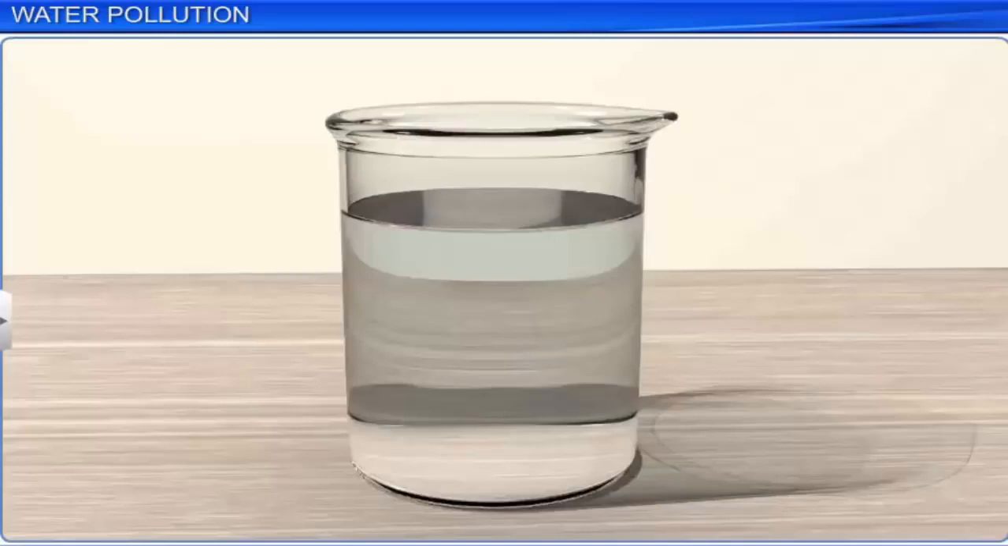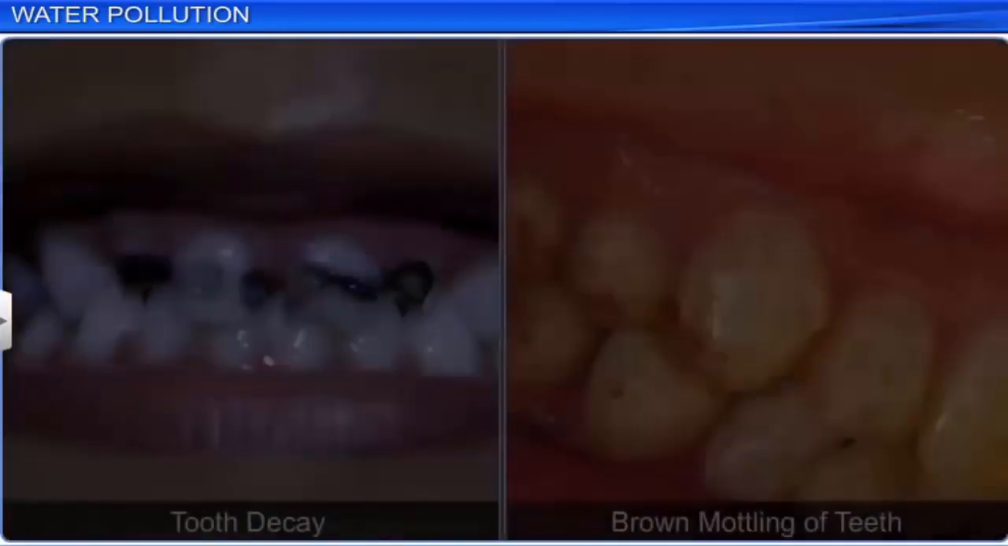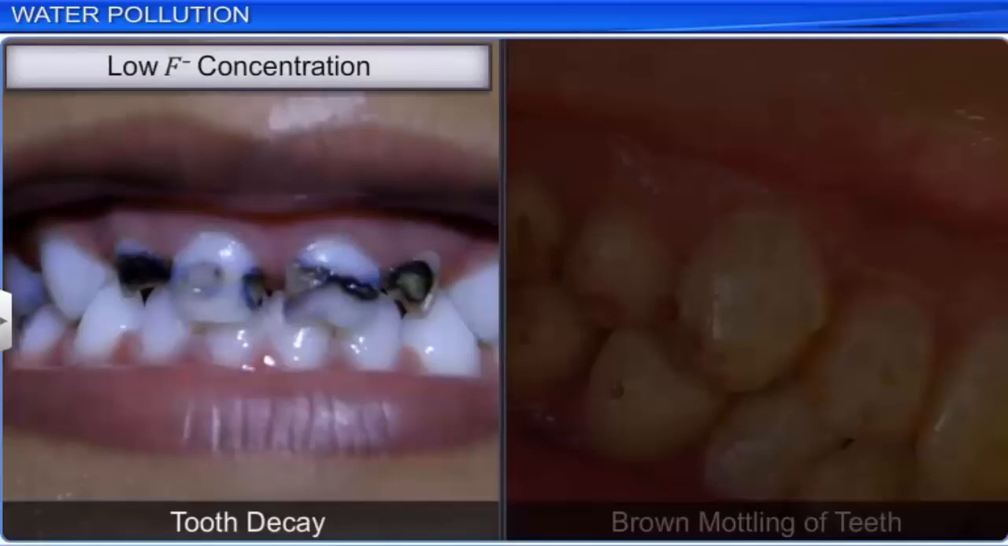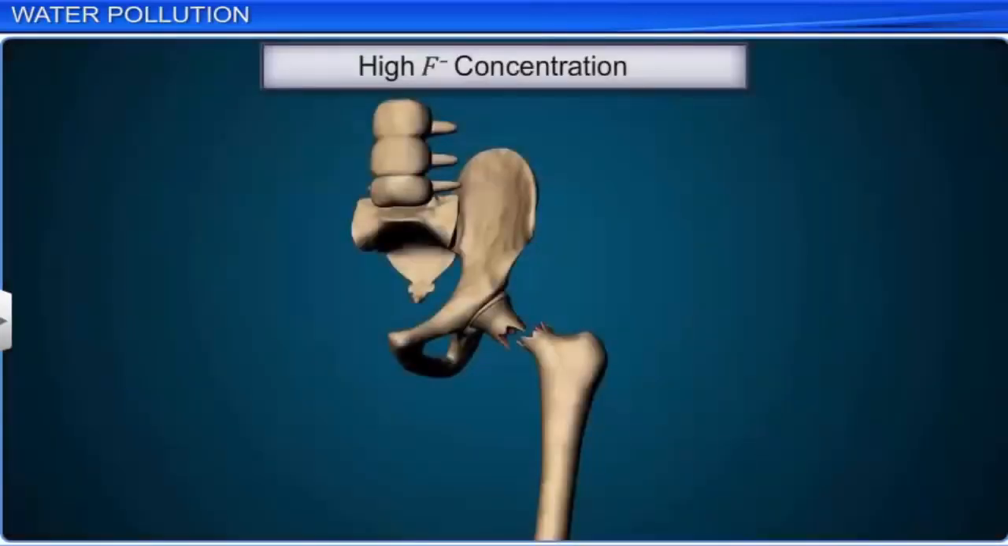For ideal drinking water, the fluoride ion concentration should be 1 part per million. Fluoride concentration less than that causes tooth decay, while a higher concentration can cause brown mottling of teeth. A concentration of 10 parts per million of fluoride can harm the bones and teeth.